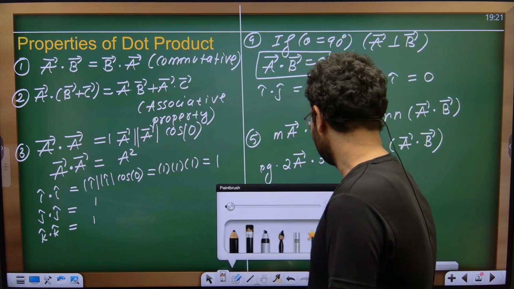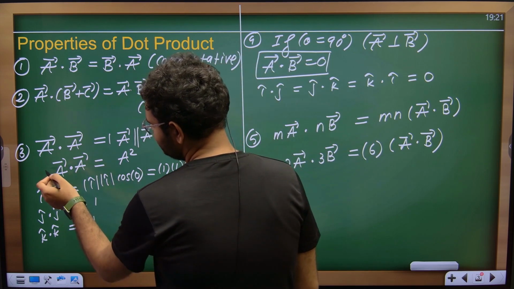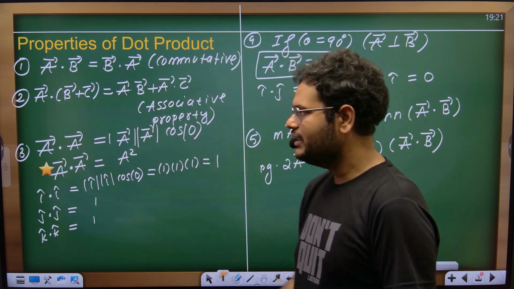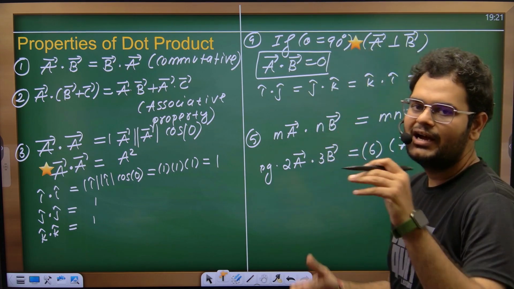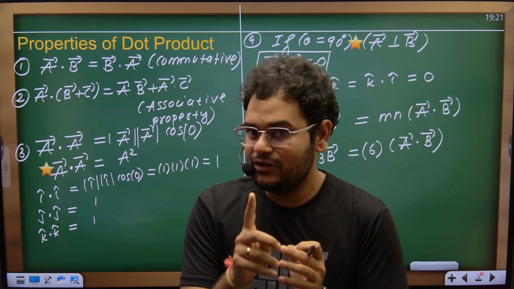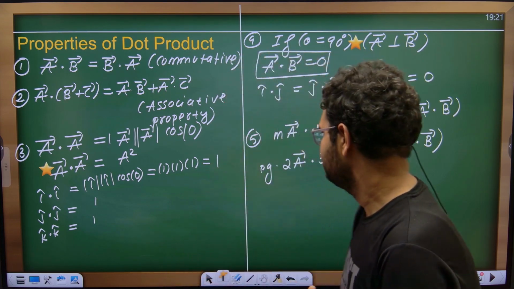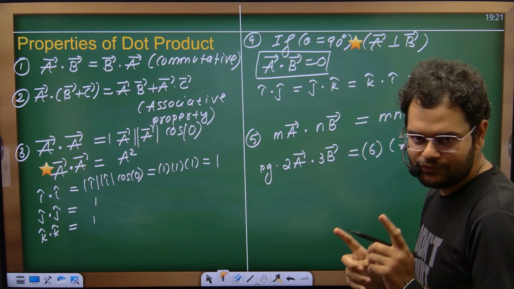Which is important property, sir? All properties are important, but what I need you to understand is this property particularly. A dot a is a square. Many times we will write while solving numericals, and this is the golden property. Heart of dot product lies in that if a and b are perpendicular, then a dot b is 0. Many questions we will see today. Clear about property? Should we move ahead? Yes, sir.